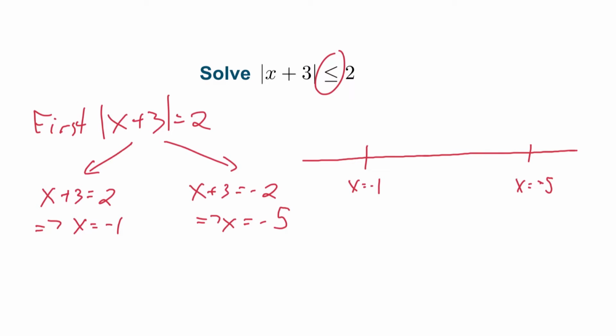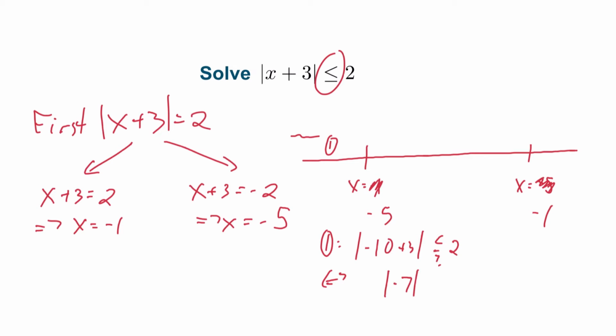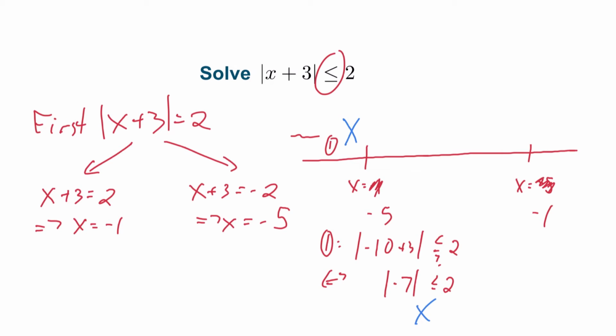So let's check. Oops, I switched these. This should be, let's say, -5, and this should be -1. So let's pick a point in this region here. How about -10? So I plug in for region 1. I check -10 plus 3. Is it less than or equal to 2? Well, that's asking if the absolute value of -7 is less than or equal to 2, and it's not. So this is not a region of solution. This is a region where the inequality fails. So we put a big X there.